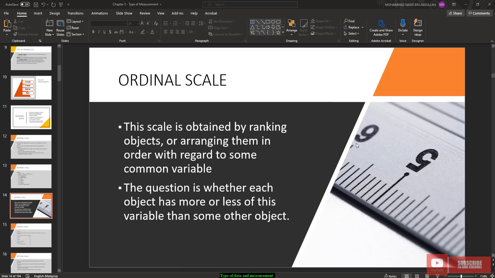So now look at another scale that lies under qualitative variables, which is the ordinal scale. This scale is obtained by ranking objects, right? Arranging them in order with regard to some common variable. So this is actually a categorical variable as well. Like the nominal scale, the ordinal scale is also a categorical variable. But the difference between ordinal and nominal is that with ordinal, we can do ranking. We can rank the objects, we can rank the categories. The question is whether each object has more or less of this variable than some other object.